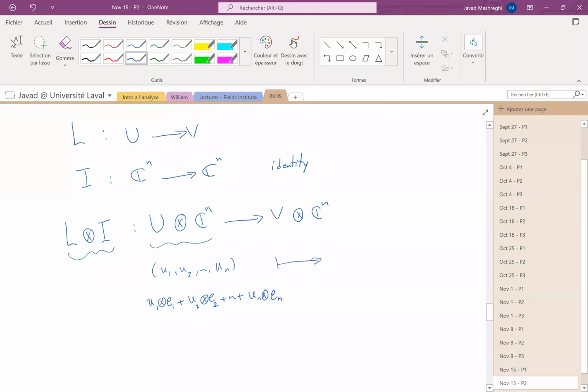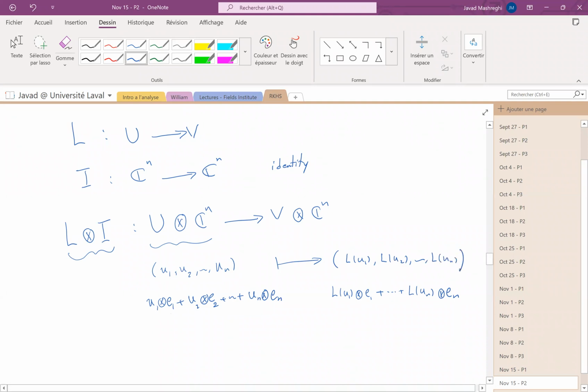And what is the mapping? On the first component, L applies, and on the second component, E1 up to En, I applies, but I is the identity. So this is mapped to the element L of U1 tensor E1 plus L of U2 tensor E2 up to L of UN tensor En. And again, we write this as L of U1, L of U2, L of UN.